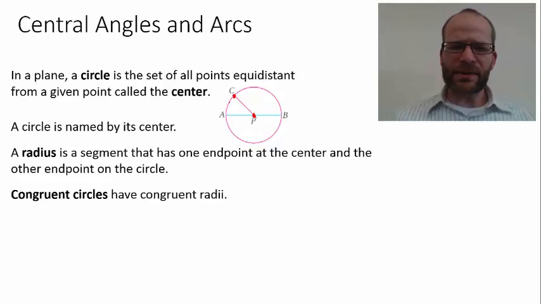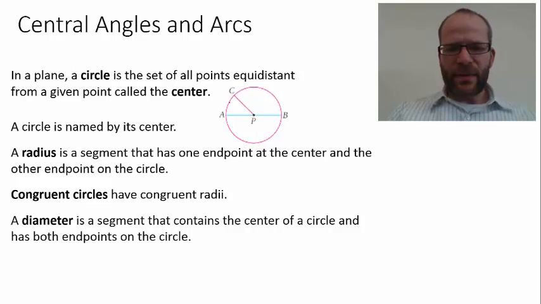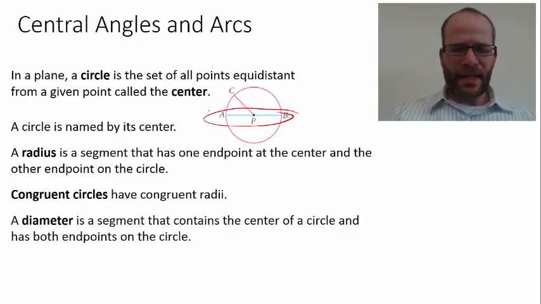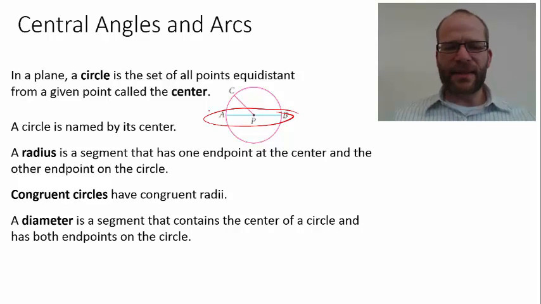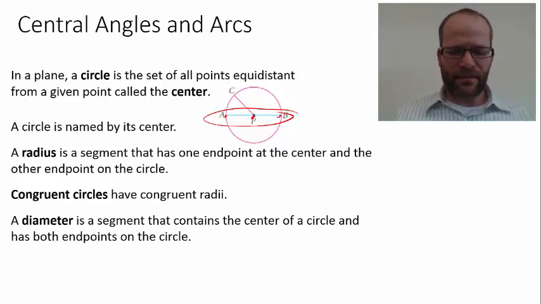Congruent circles have congruent radii. So if I have two circles that are congruent, by definition, their radii must be congruent as well. The diameter, most of us are familiar with the diameter. Here, there's the diameter AB. The diameter is a segment that contains the center of a circle and has both endpoints on the circle itself, points A and B in this case.